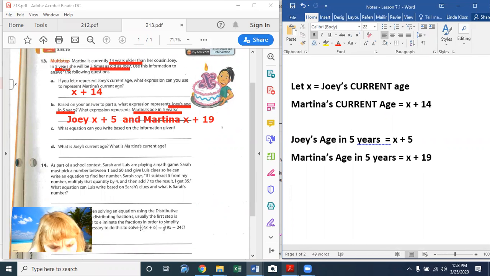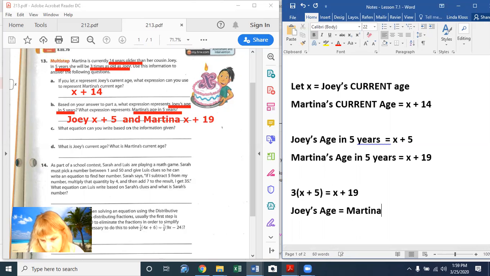in 5 years, Martina, or she, will be 3 times as old as Joey. So we know that Martina will be 3 times as old as Joey, right? Equals x plus 19. So let's see, what is that? So this is Joey's age, and this is Martina's in 5 years, correct?